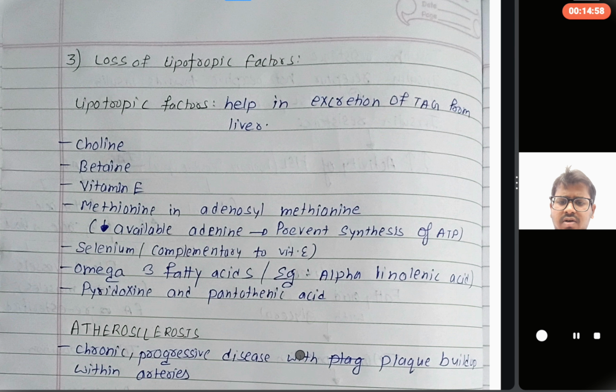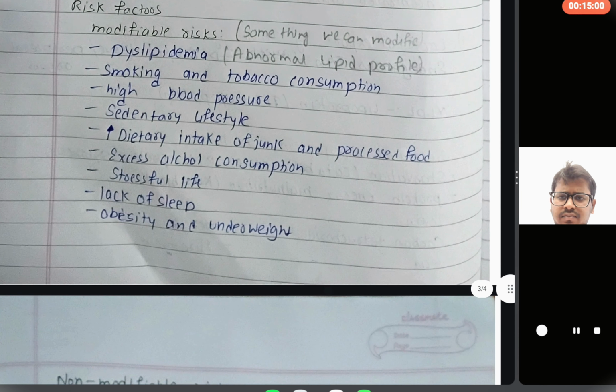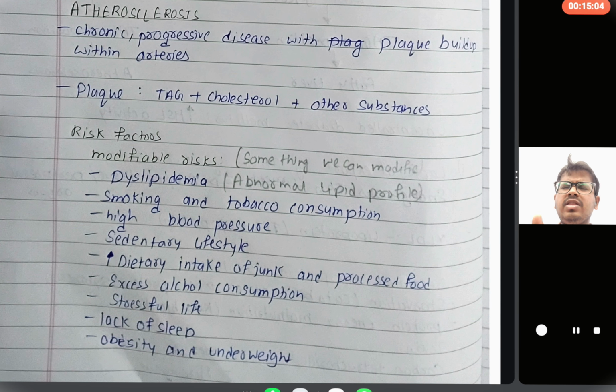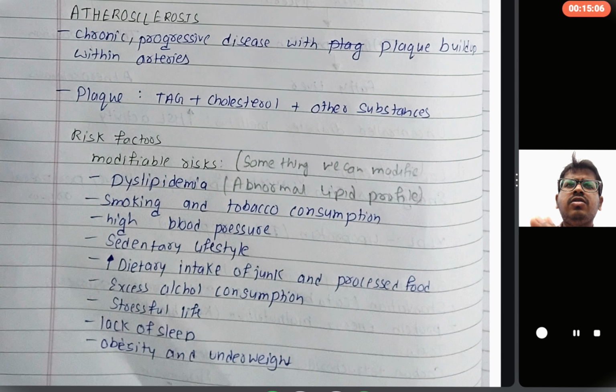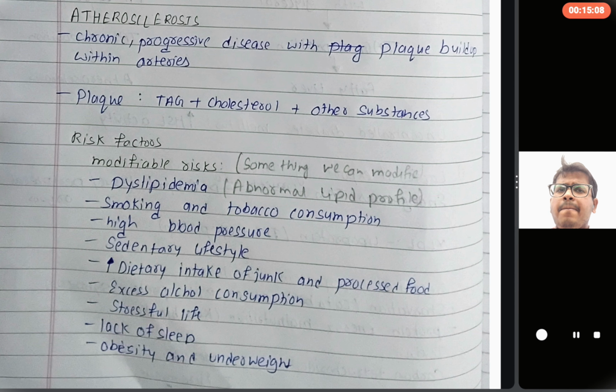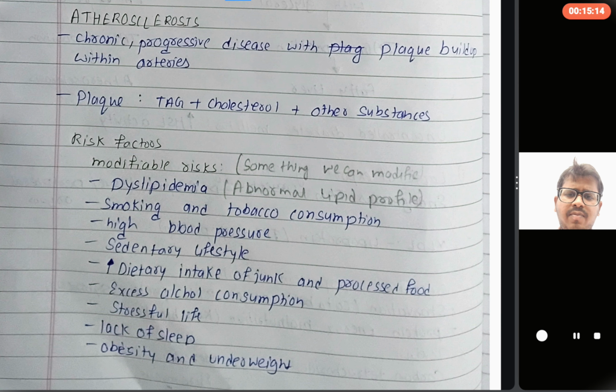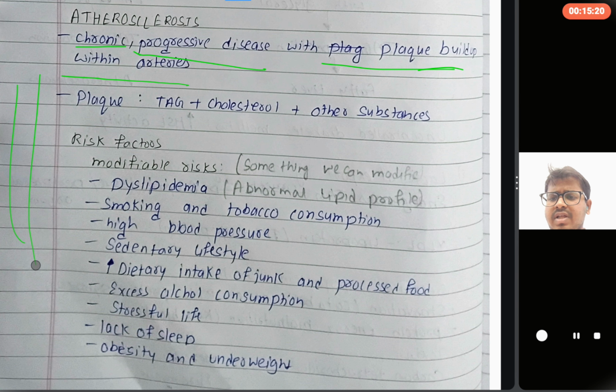Now next we move to atherosclerosis. Atherosclerosis is a very simple thing. It is in blood vessels. Fatty deposits, fatty things, are deposited there. It is a chronic progressive disease with plaque buildup within arteries. When there is plaque formation in a blood vessel, that is atherosclerosis.